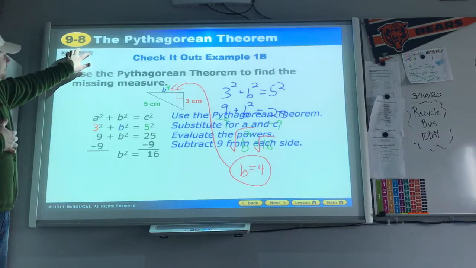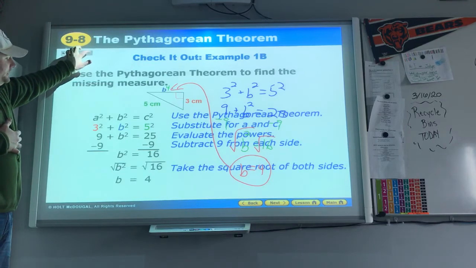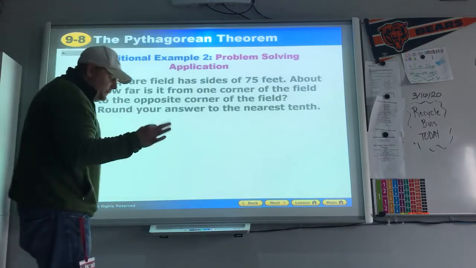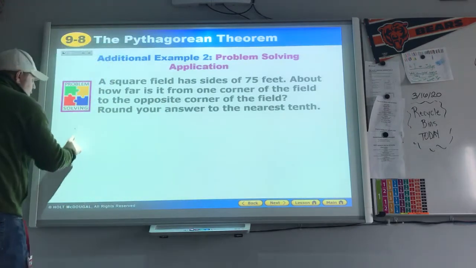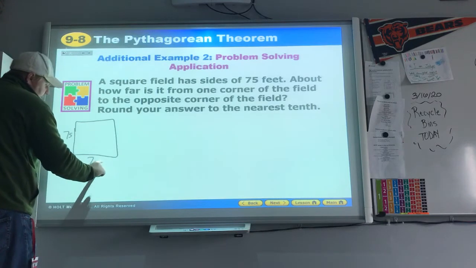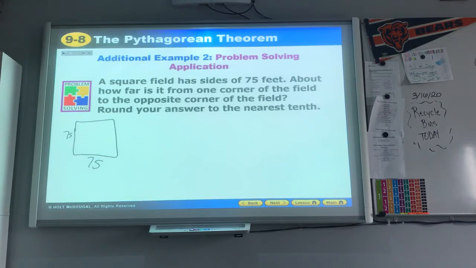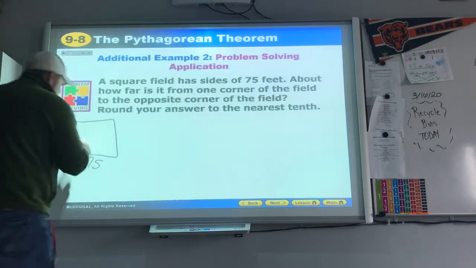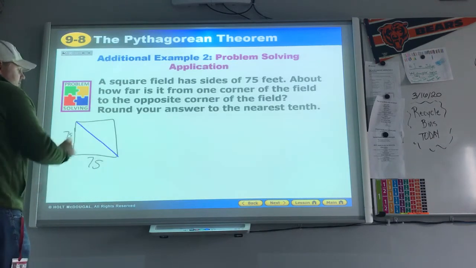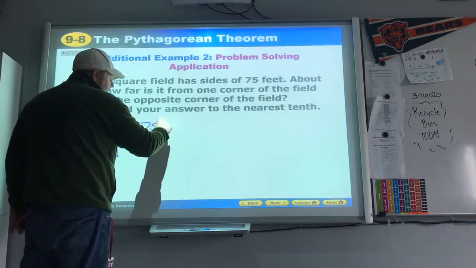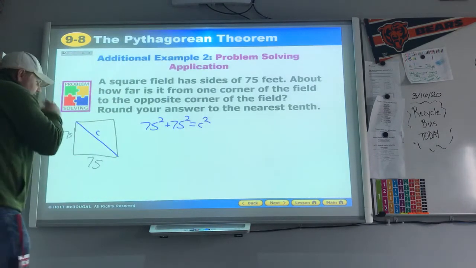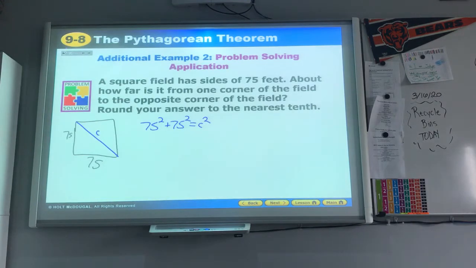We do our math, taking square roots, bada bing, we got a good answer. Now, draw a picture, draw a picture, draw a picture. We have a square. That means 75 on every side. About how far is it from one corner of the field to the other corner of the field? I see a triangle. 75 squared plus 75 squared will equal c squared. I don't know what c is, but that's what they wanted to know, isn't it?